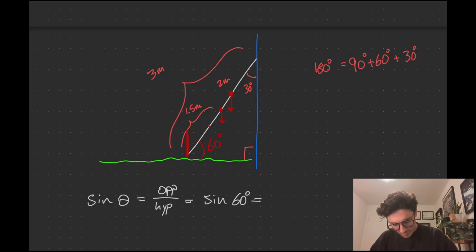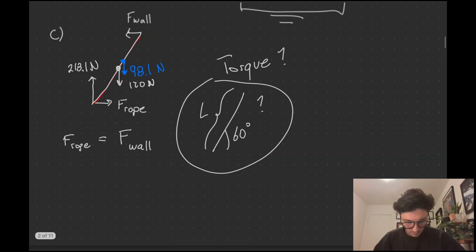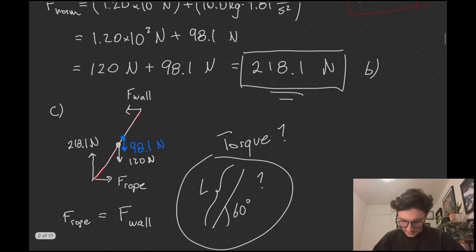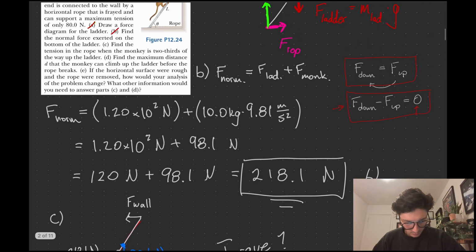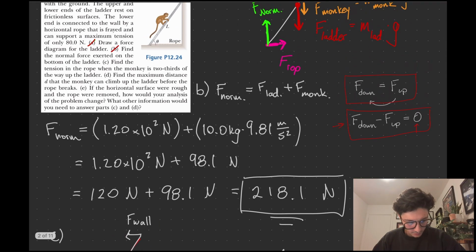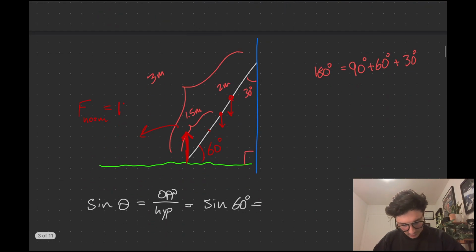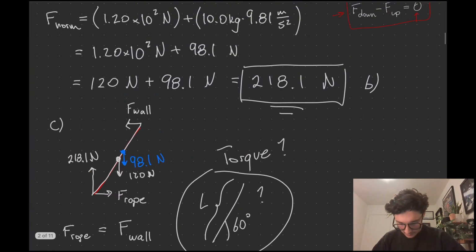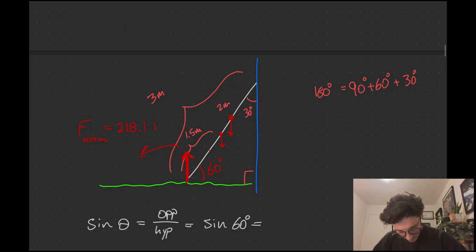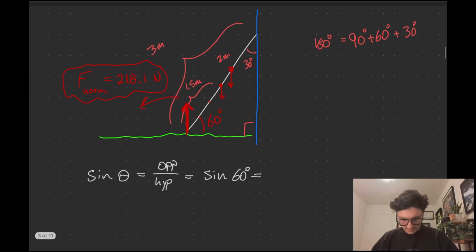We have the normal force right here, right? The normal force, which we actually found, F normal is equal to, hold on, what was it? 218.1 newtons. This is the force from B. Find the normal force exerted on the bottom of the ladder. Okay, 218.1 newtons. Boom. Now check this out.